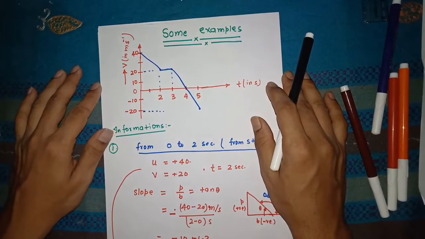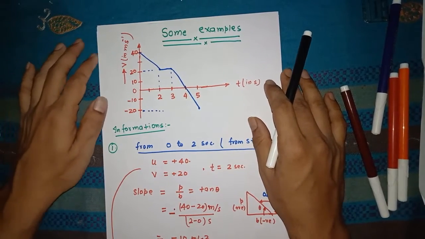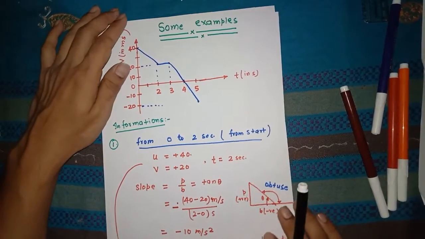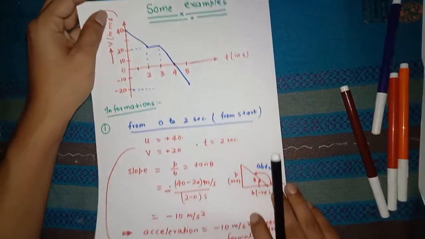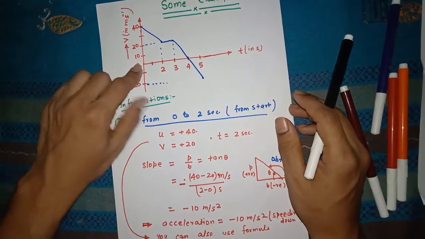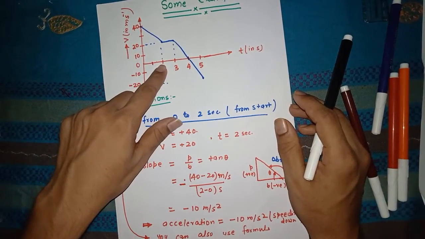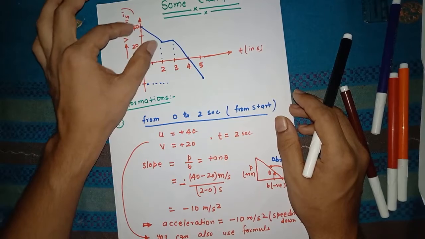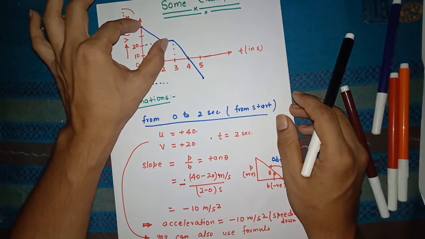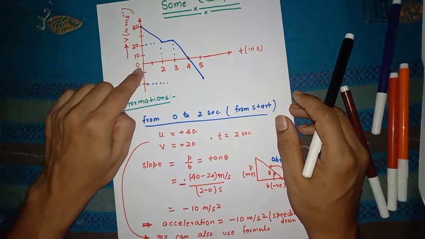First of all, I take the situation from start to 2 seconds, because here start means t is equal to 0 second, and up to 2 seconds, because I have seen that one single line segment is here between 0 to 2 seconds. That's why I take this section first, from 0 to 2 seconds.